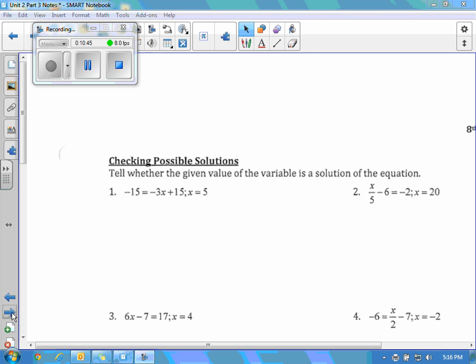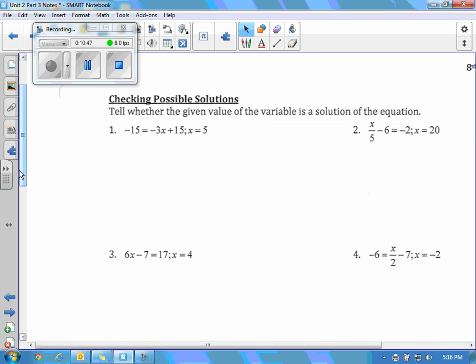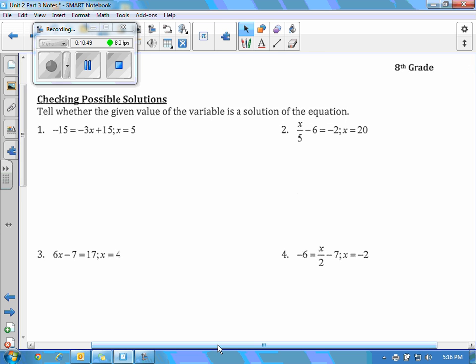If you flip to the back side, so on the last part of these notes, again, I apologize for it being so long. The first thing we're going to do is check possible solutions. It says, tell whether the given value of the variable is a solution of the equation. So our first equation is -15 equals -3x plus 15. And what they want us to test is x equals 5. So what I'm going to do is rewrite this equation, and I'm going to replace x with 5. And then I'm going to work it out and see if it works.